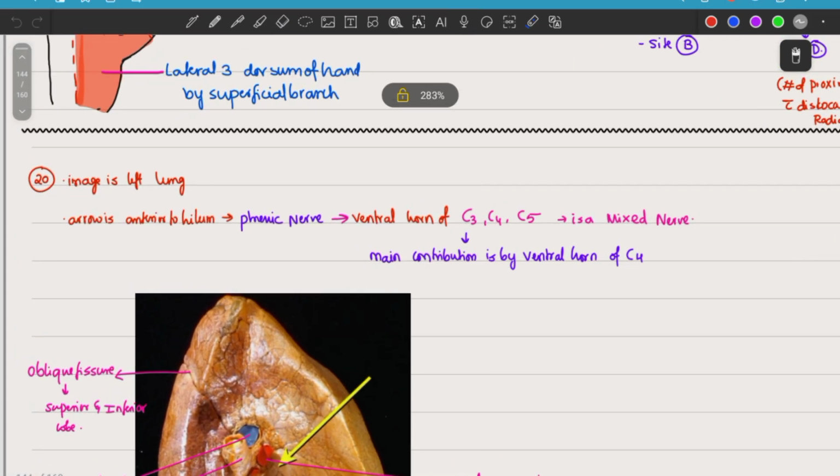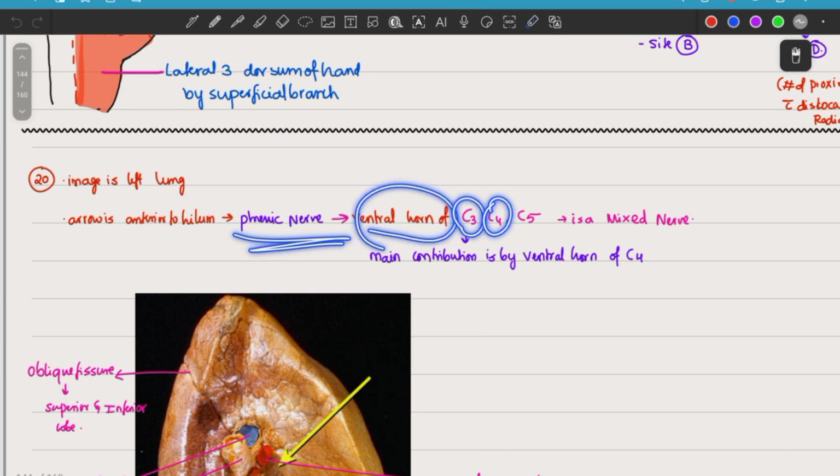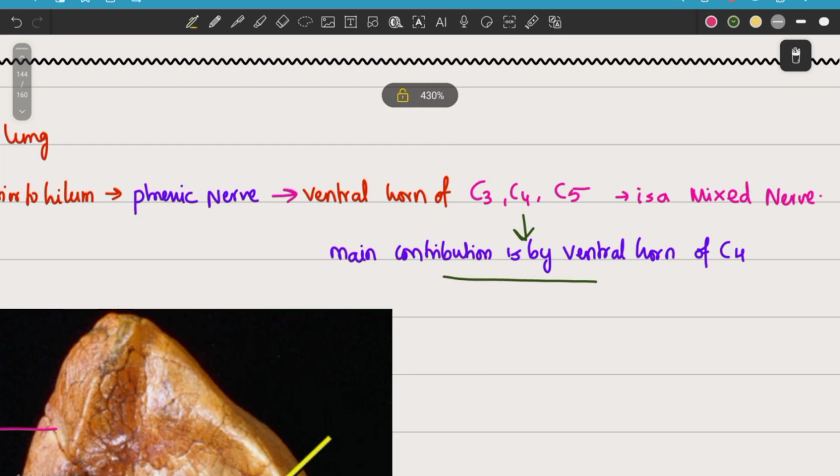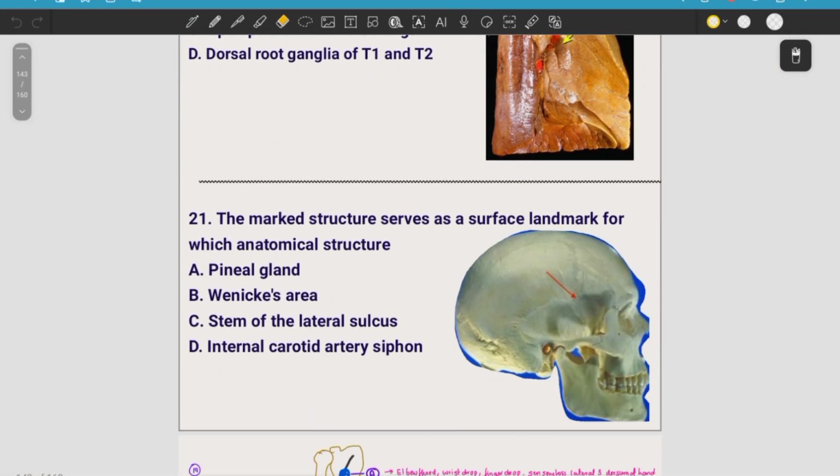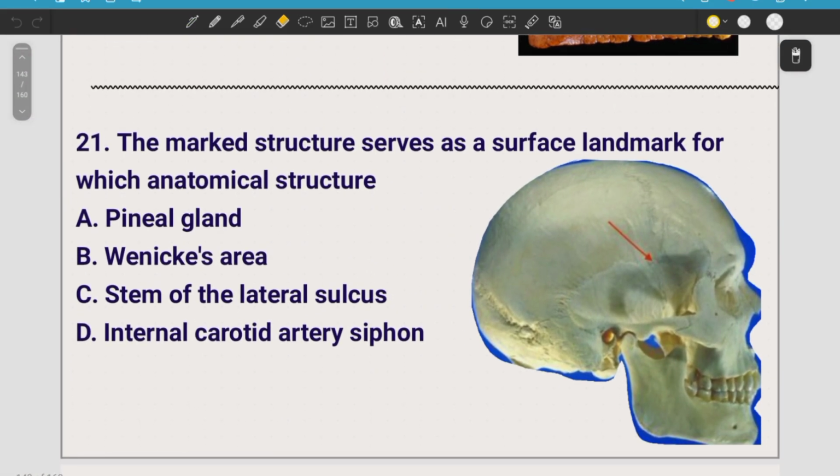Okay. Phrenic nerve has a ventral horn of C3, C4 and C5. The main contribution is by ventral horn of C4. 21st one. This is our favorite question and examiner's favorite question also. But this time I have changed the image. Our favorite skull bone, we have changed it.